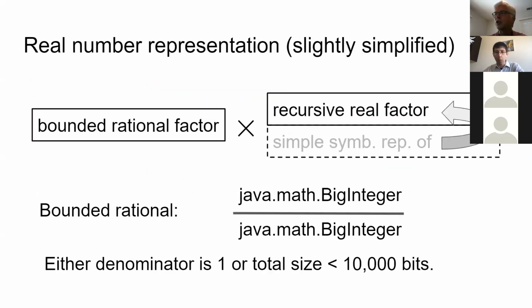So the actual representation we use for real numbers is the following. We represent a real number as a bounded rational factor, as a rational number times an arbitrary recursive real factor. And whenever possible, we use a simple symbolic representation to describe the recursive real factor here. This is significantly redundant in that if we just constrain the bounded rational factor to 1, we can still represent all numbers. On the other hand, this potentially gives us a lot more information, which turns out to be quite helpful. We use bounded rationals here rather than general rationals in order to avoid certain performance anomalies if these things get too big.